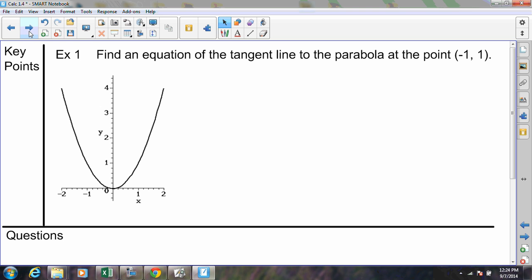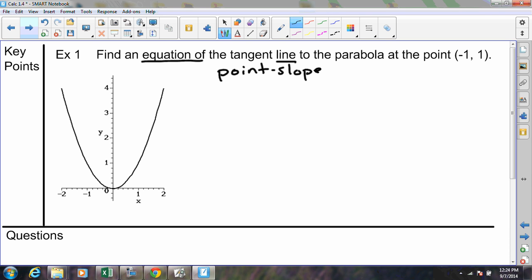Continuing. Our first example is find an equation of the tangent line to the parabola at the point -1, 1. Well, since we're being asked to find the equation of a line, it makes sense that we should quickly review the equation for a line. You should remember that if we had point-slope form of a line, that can be written y minus y1 equals m x minus x1. And here's where we are going to start.